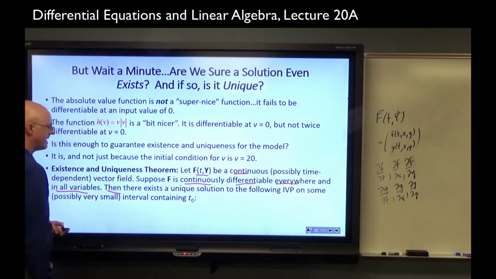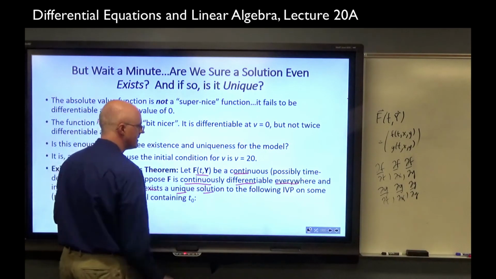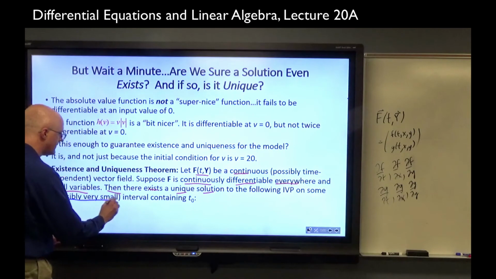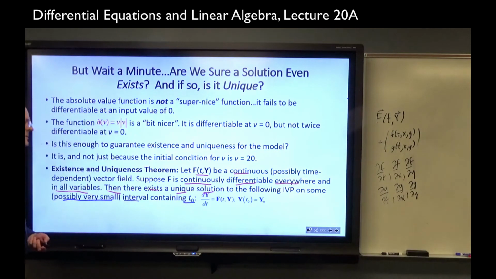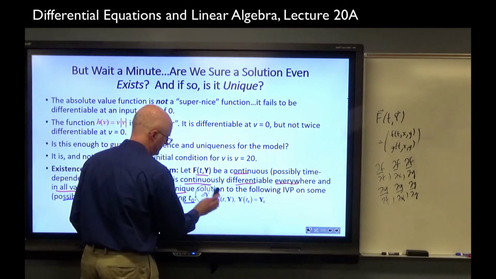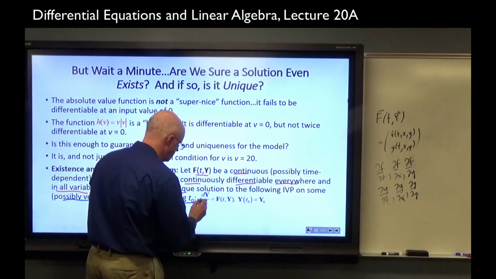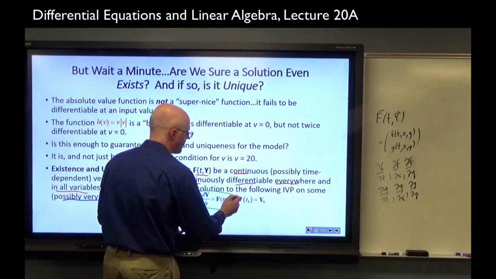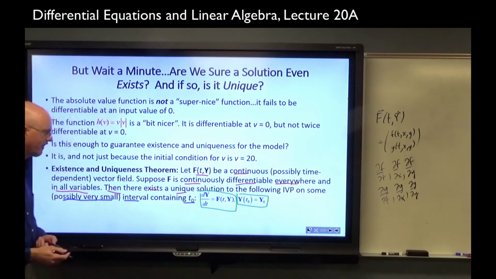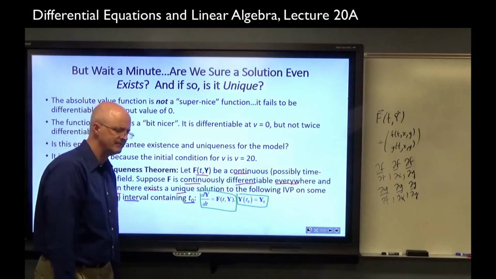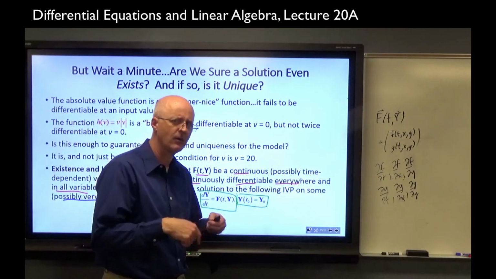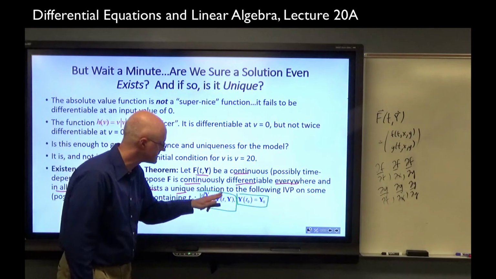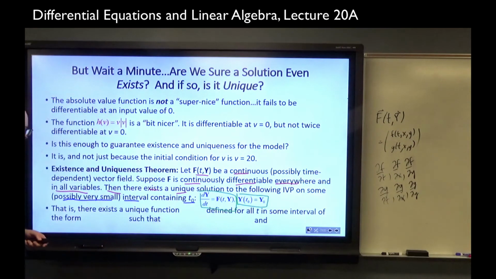The conclusion, then: there exists a unique solution to the following initial value problem on possibly some very small time interval containing the initial time t0. Here's your initial value problem. dy/dt equals vector f of t comma vector y, and y of t0 equals y0. Okay? Let's tease out what this means. And in lecture 21a, we'll go a little further in teasing out what it means, especially with regard to the flow property when it's autonomous, when there's no t on the right-hand side. But for this lecture, we're not going there.